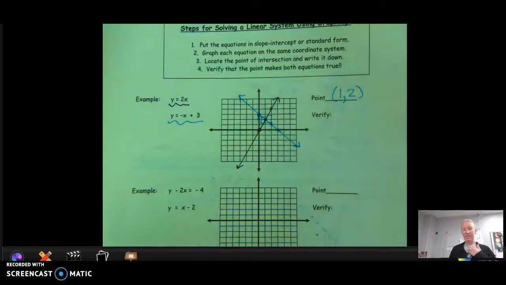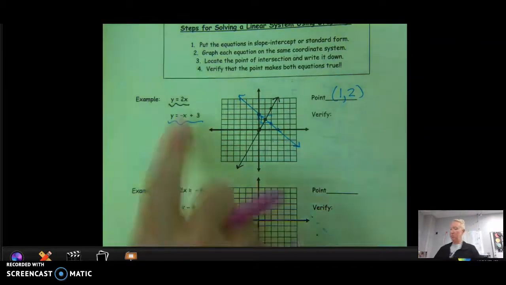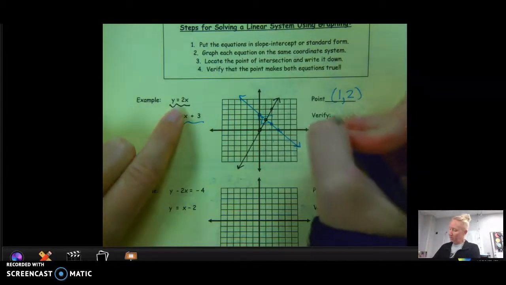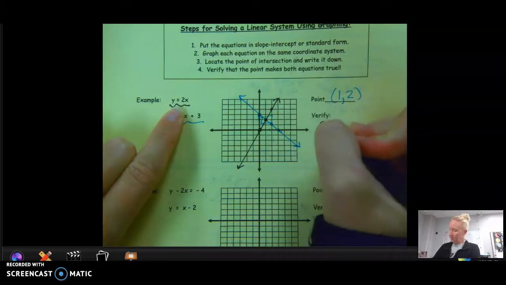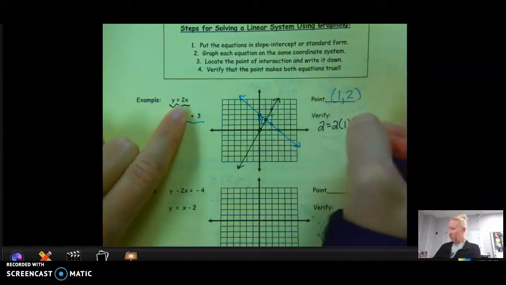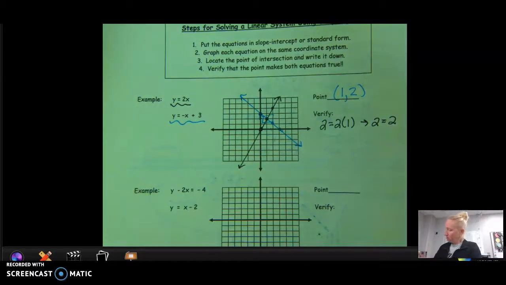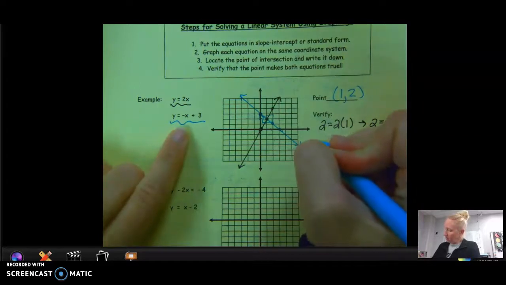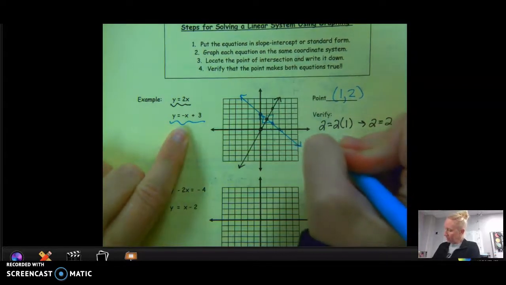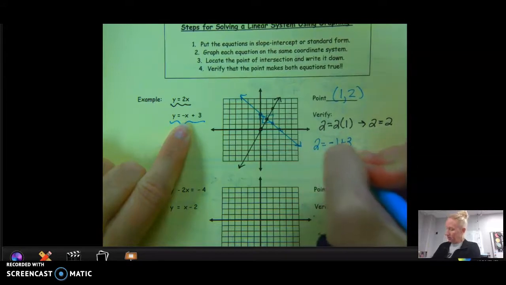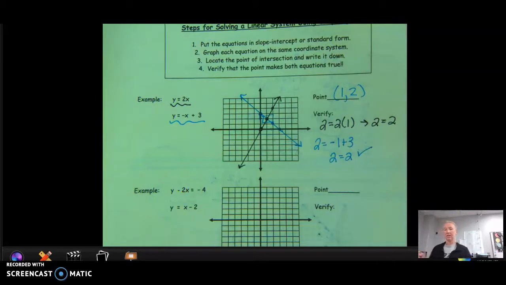When it says verify, it's asking you to check this. So plug it in, okay? So if I plug into my first one, my y value is 2 equals 2 times my x value of 1, which means 2 equals 2, and that is correct. And then I'm going to plug it into the second equation right here. Y value on this one is 2 again, equals negative x, which is 1, plus 3. So that's 2 equals 2. So it checks there also. So we verified that one.